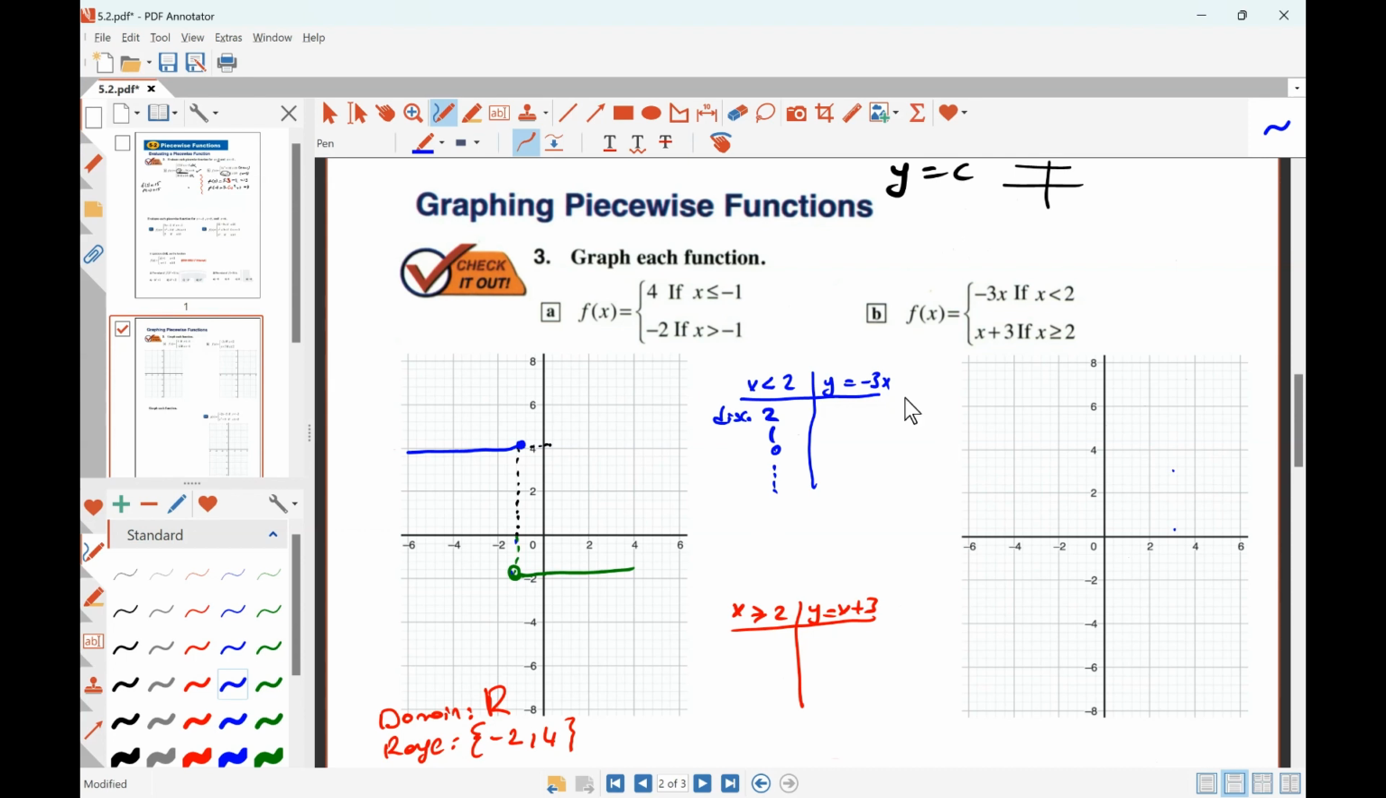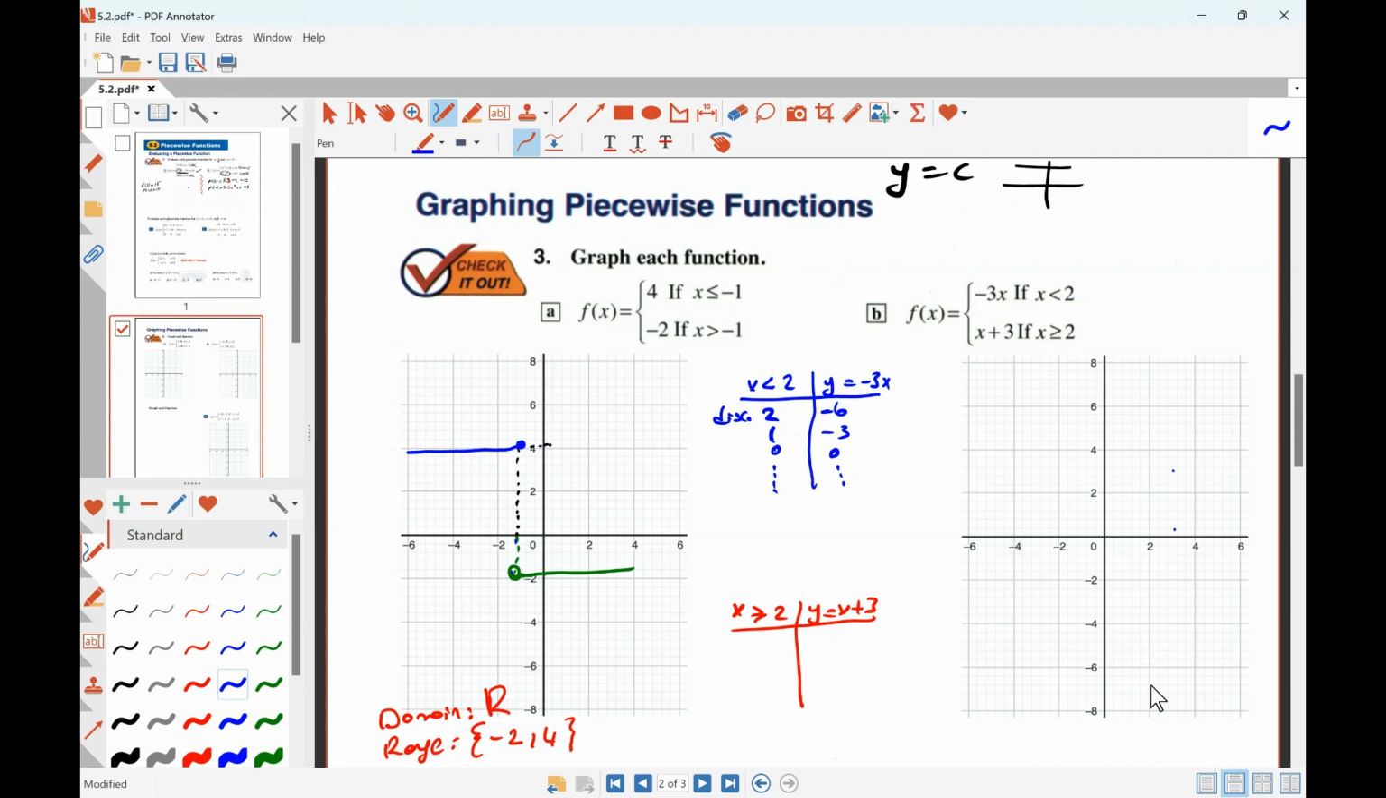So that's a linear equation. I don't have to pick more points. 2 points are enough, actually. I don't even have to use the third point. So I just have to plug in these one by one. 2 for x, -3 times 2, -6. 1 for x, -3. 0 for x, 0. And so on. So I'm going to plot these points on the coordinate plane. 2, -6.